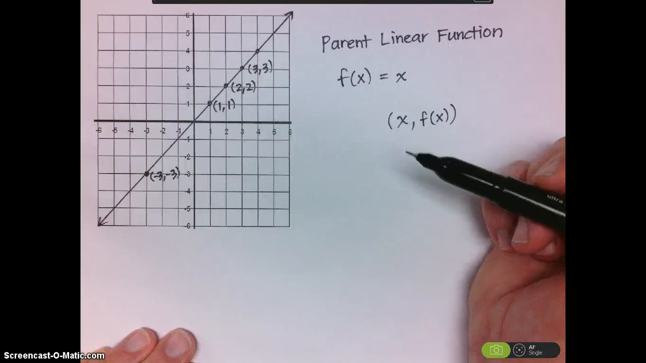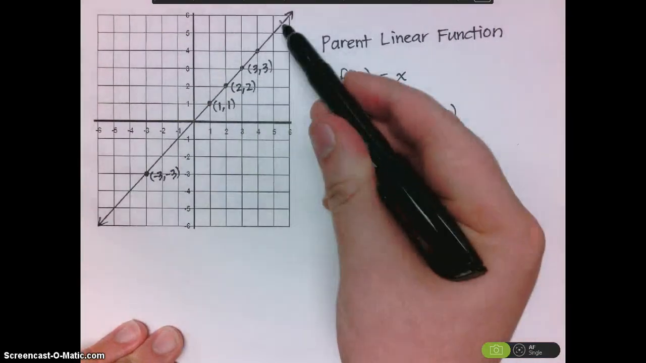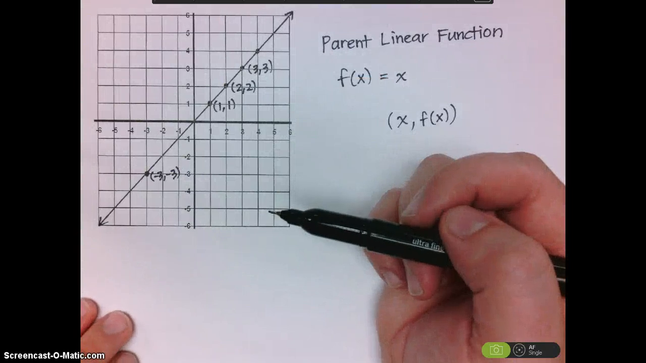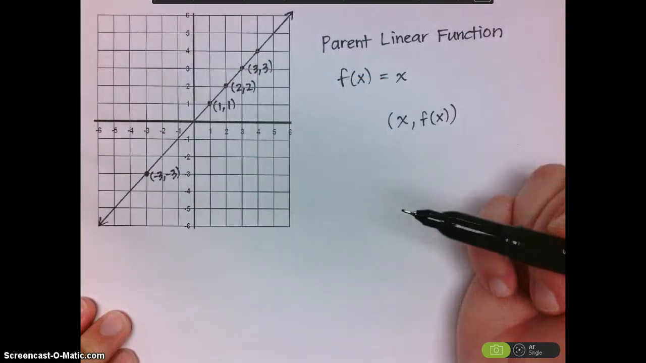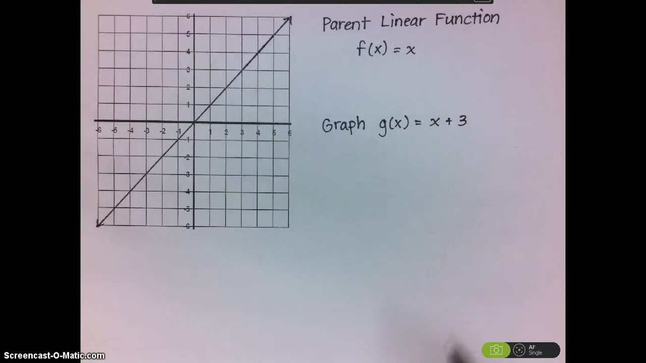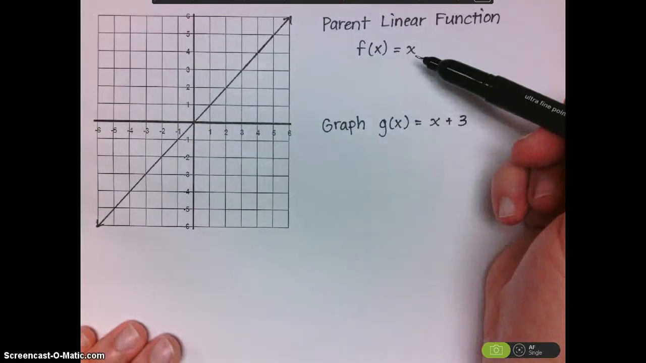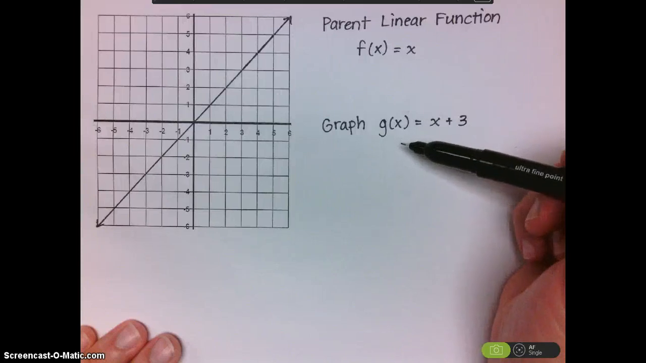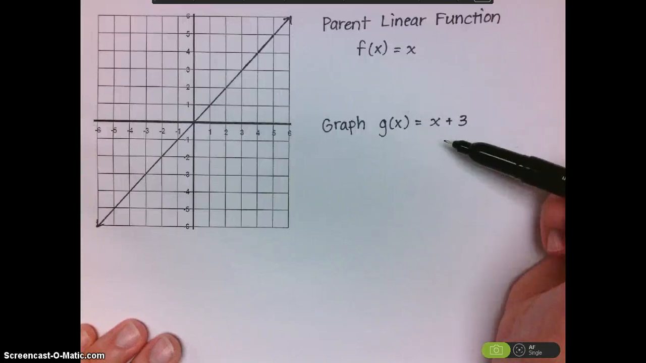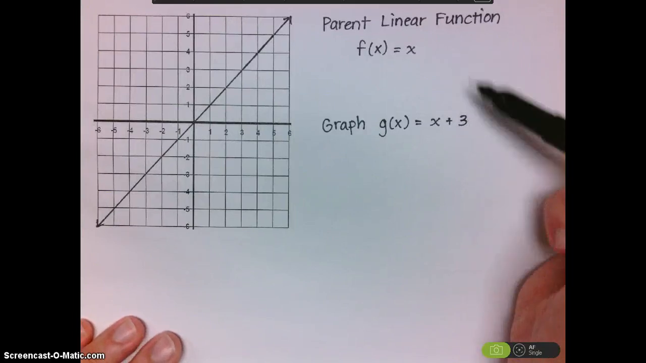And what is very important is for us to be able to relate this line of this linear function to any other linear function we graph. So let's do that. I've already drawn the parent linear function for you. We know it is f of x equal to x. And this time I have a new function, g of x, and it's equal to x plus 3. Now without even graphing this function, why don't we just try to describe some of the similarities and differences between our two functions.